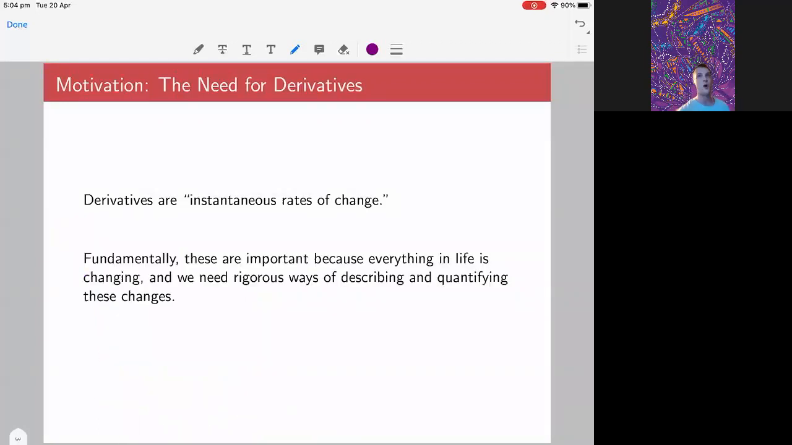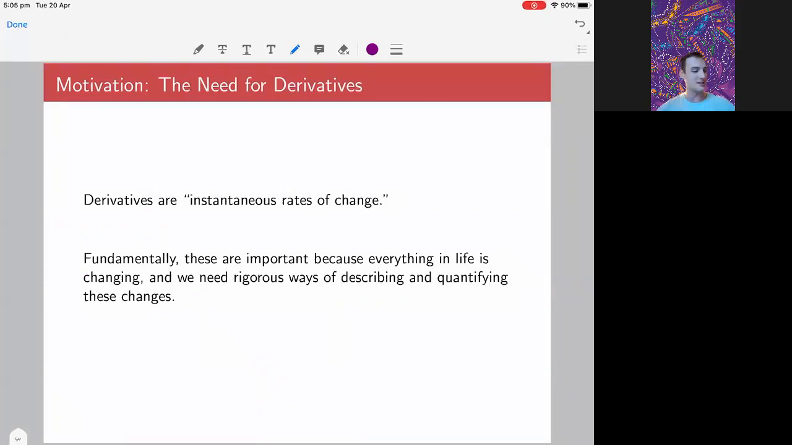Now, why do we care about these things? Well, from a philosophical perspective, from a mathematician's perspective, basically we want a way to rigorously quantify changes that occur in real life. Mathematicians see that lots of quantities in real life are changing, and they want clear and concise ways of describing how those things change at any given moment.